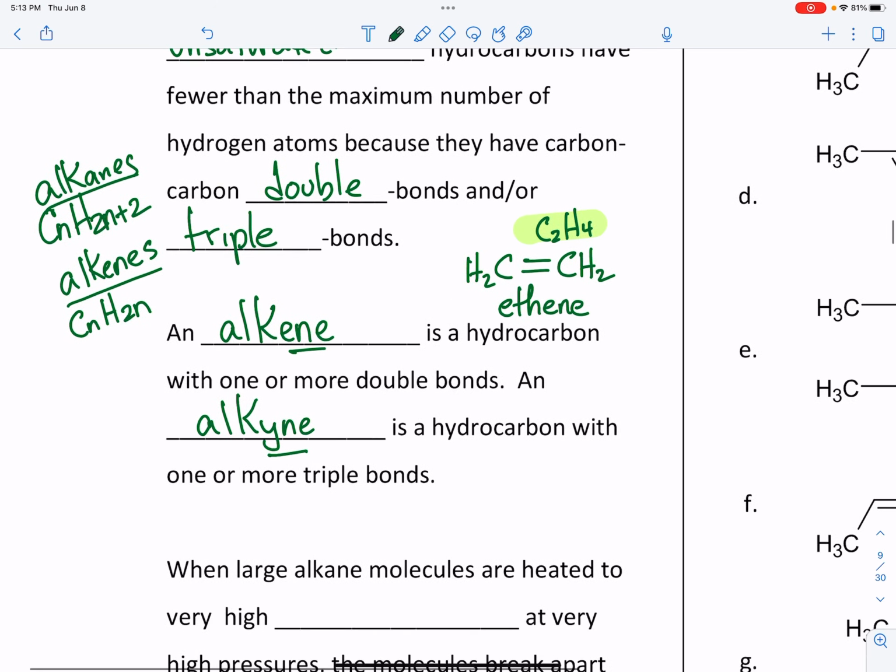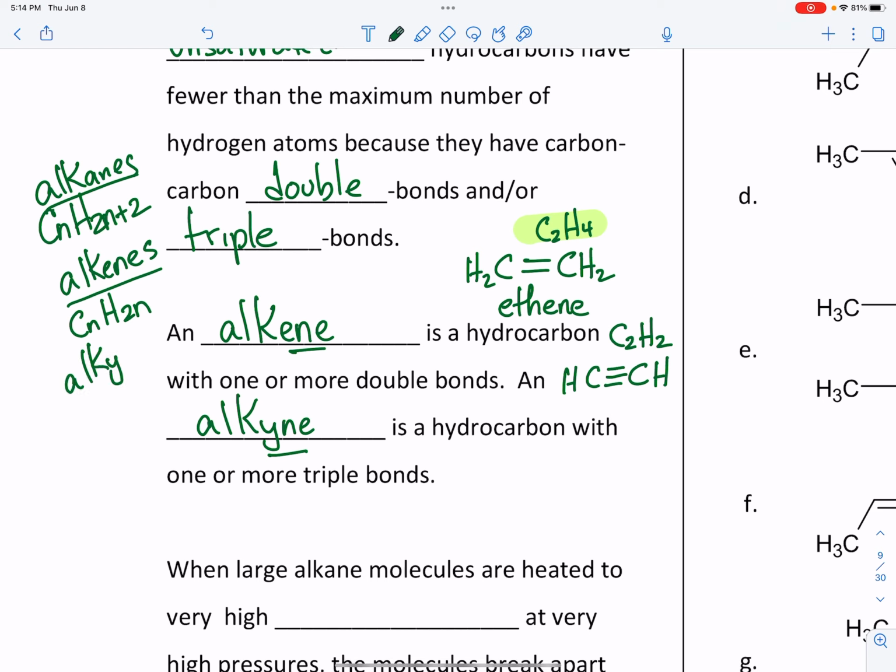The simplest alkyne would have 2 carbons also, but now it's going to have a triple bond between them, and that means each carbon ends up getting just 1 hydrogen atom. Notice its formula, C2H2. How can we rationalize that formula? Well, now that we have a triple bond, there are 2 extra bonds compared to an alkane. For every extra bond, we lose 2 hydrogen atoms.